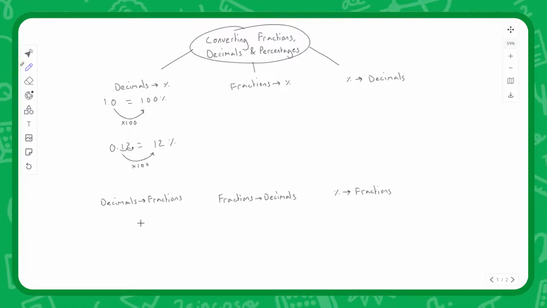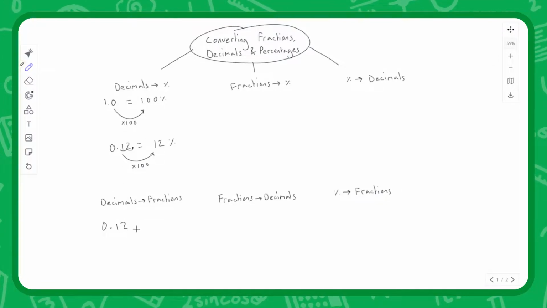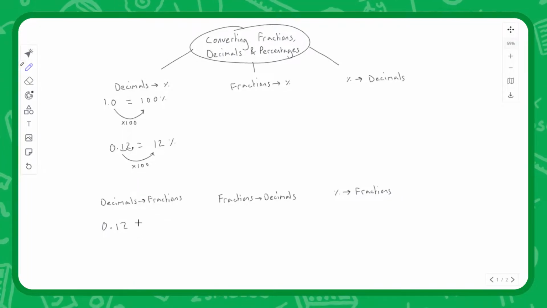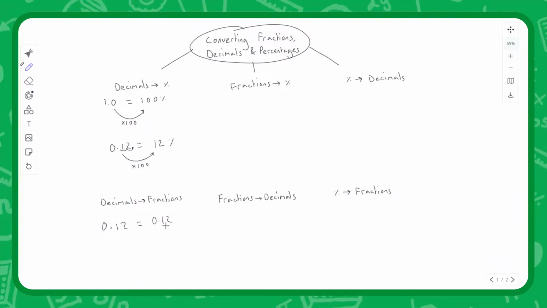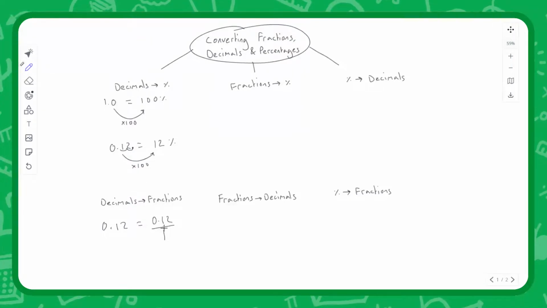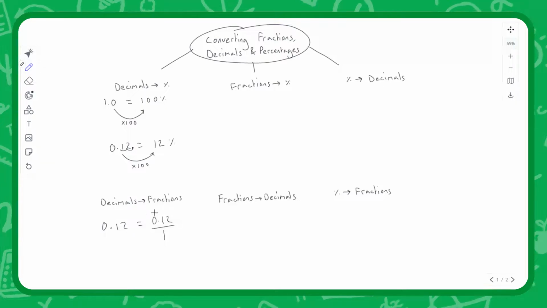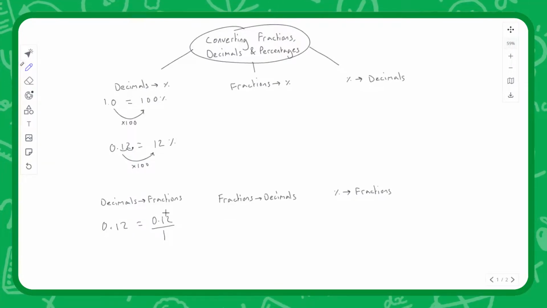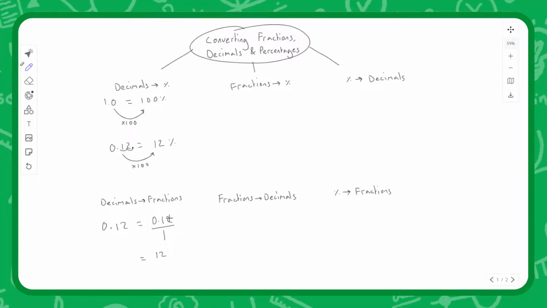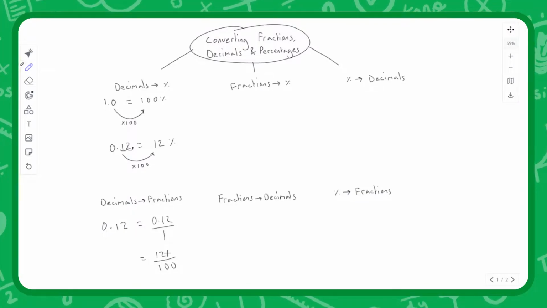Decimals to fractions. Let's stick with this example, let's stick with 0.12. If I want to convert this into a fraction, well, I could be super lazy and just write this as 0.12 over 1. That's technically a fraction. But we don't tend to want to have decimal points in our fractions. So what we can do is get rid of this decimal point. Well, how do I do that? In this case, I can times the top and the bottom by 100. I know that becomes 12 and the 1 becomes 100. And this is a much better looking fraction now.